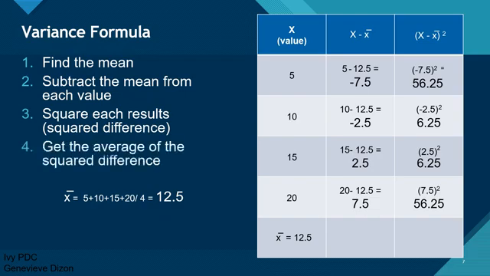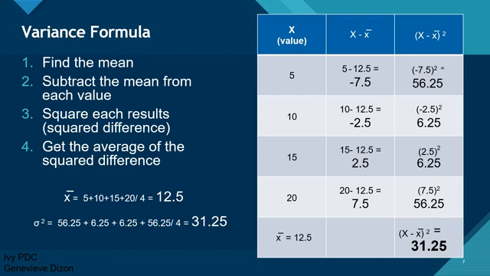And the last step is to get the average of the squared difference. So we add all the numbers on our third column. We divide it into how many numbers we have, and then we will have our variance. So that is our last step.